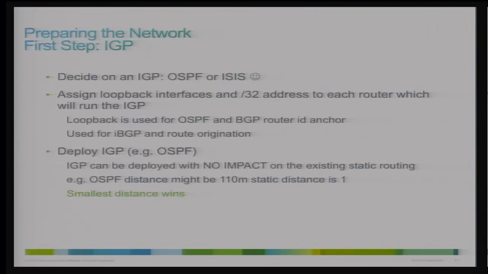Then the next phase is you'll deploy the IGP. Again, if you already have a static route, which was the assumption, and you configure an IGP, since in most cases a static route is preferred over an IGP, assuming it's the same set of prefixes, not more specific prefixes covered by the IGP, you will not have any impact on the current routing because your static route is still there.